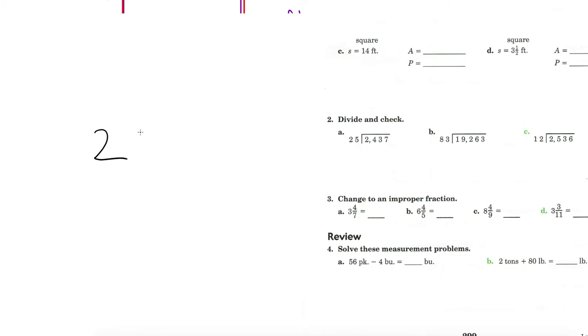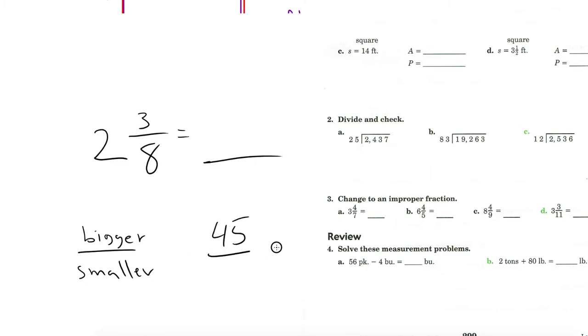So instead of 3 4/7, let's do 2 3/8. All right. So if you recall, an improper fraction is when the top number is bigger than the bottom number. For example, 45/3. That's improper because my numerator, 45, is bigger than my denominator, which is 3. So if I'm going to change this mixed number to an improper fraction, the numerator needs to be bigger than my denominator, the bottom number.